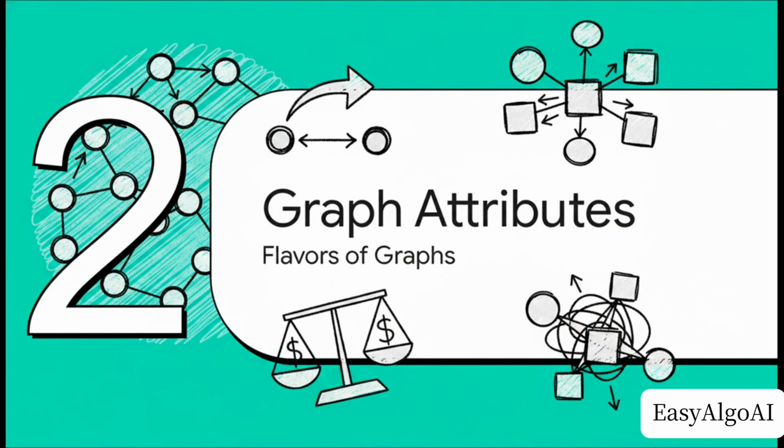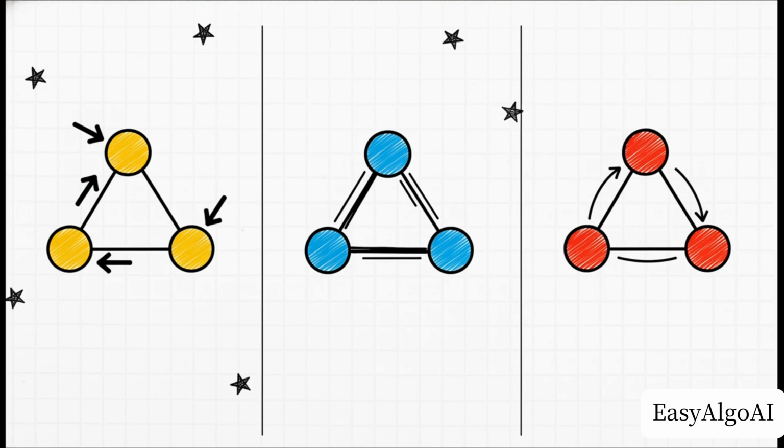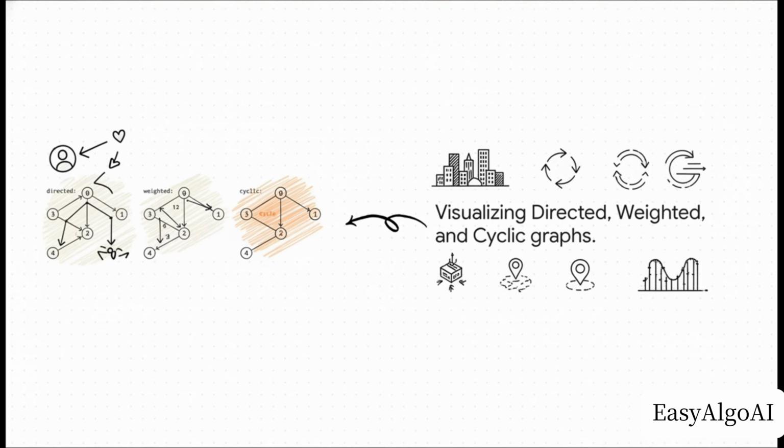Section 2. Graph attributes. There are 3 primary variations, or flavors, of graphs that you're going to encounter all of the time: directed versus undirected, weighted versus unweighted, and cyclic versus acyclic. Let's break down exactly what these look like. Starting with directed graphs. See those arrows on the edges? This means the relationship has a specific direction. It's kind of like following someone on social media who might not follow you back.